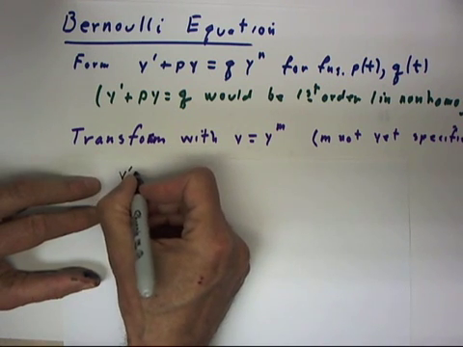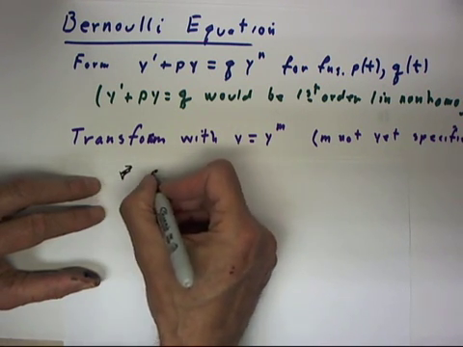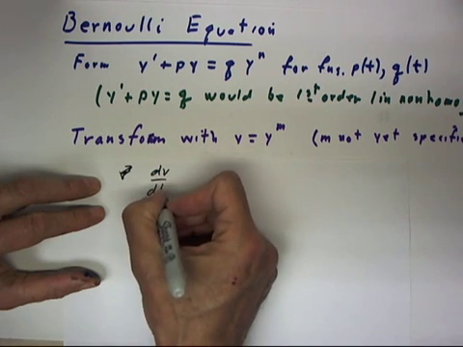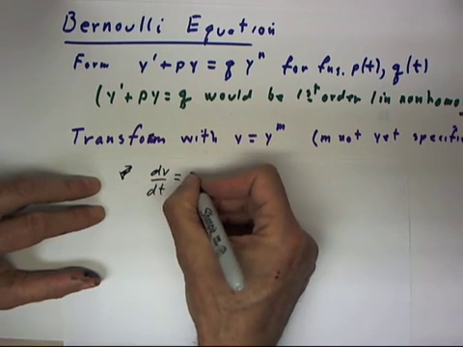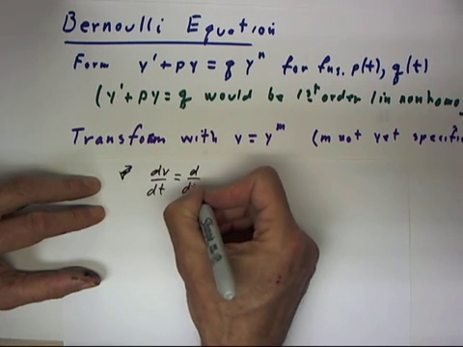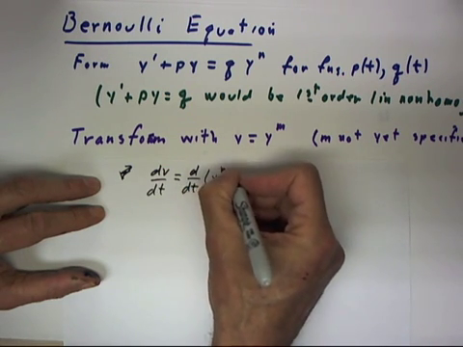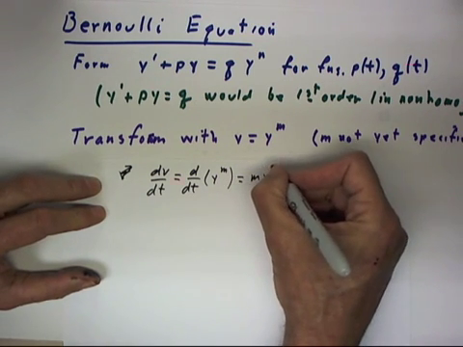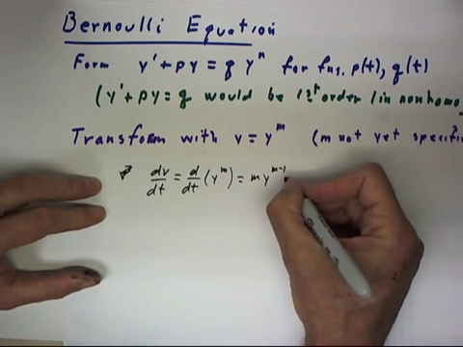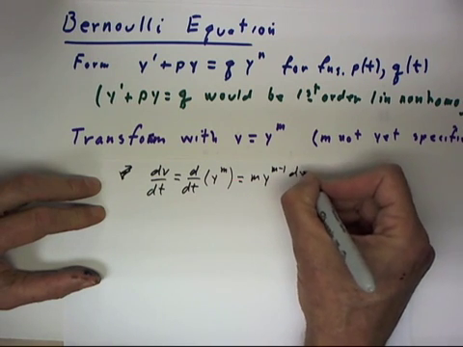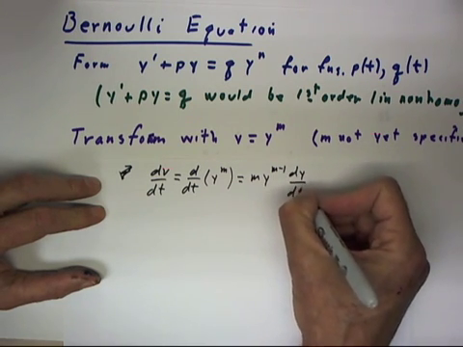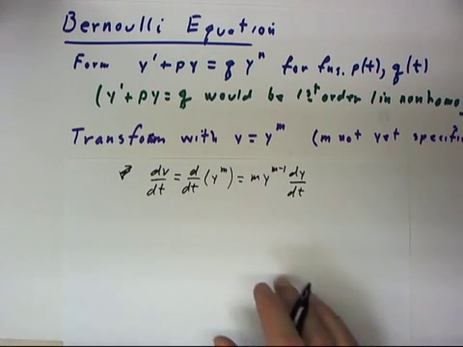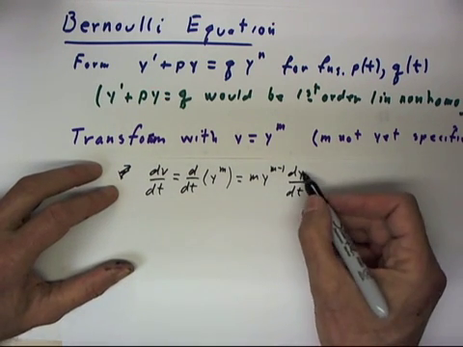But be that as it may, if we let v equal y to the m, then what do we have? Well, let's write that, dv dt equals the derivative with respect to t of y to the m, which equals m y to the m minus 1 times dy dt.